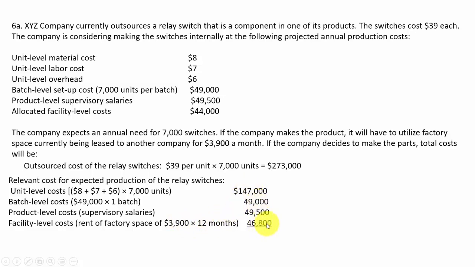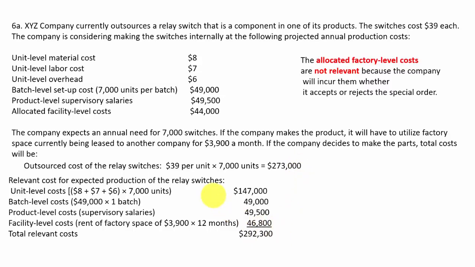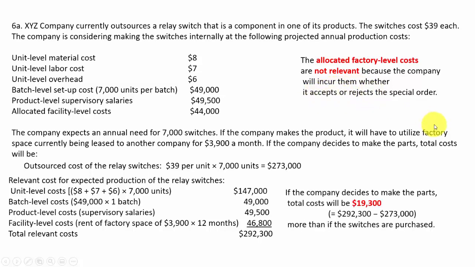So that's another $46,800. So it looks like the total relevant costs to making these switches would be $292,300 versus buying them, which is going to be $273,000. So it looks like it's cheaper to buy them than it is to make them. So again, the allocated factory level cost right here, $44,000, are not relevant because the company will incur them whether they accept or reject this special order situation.